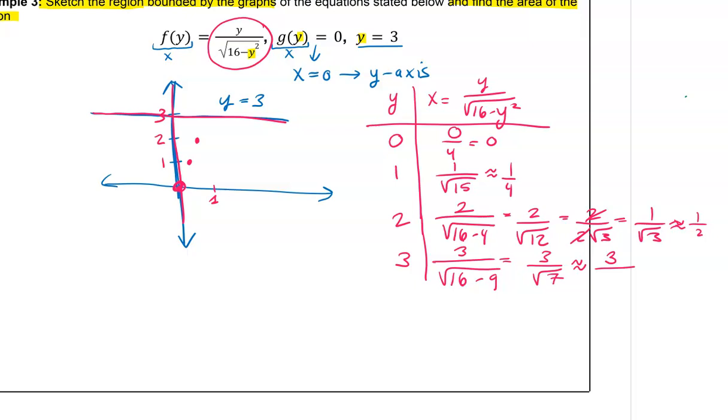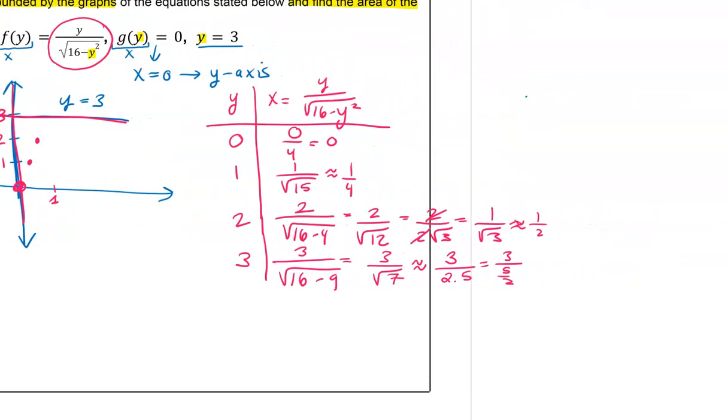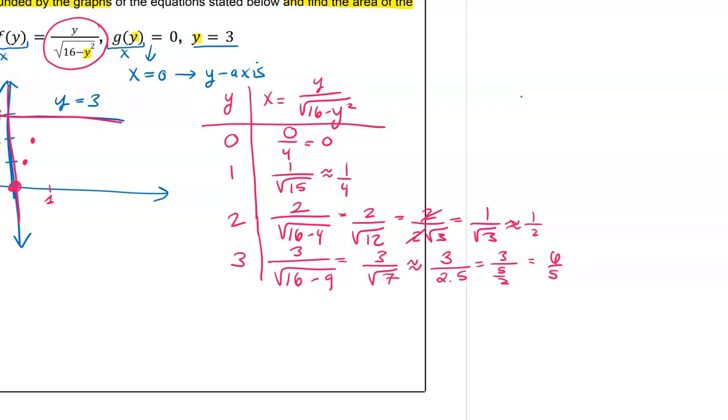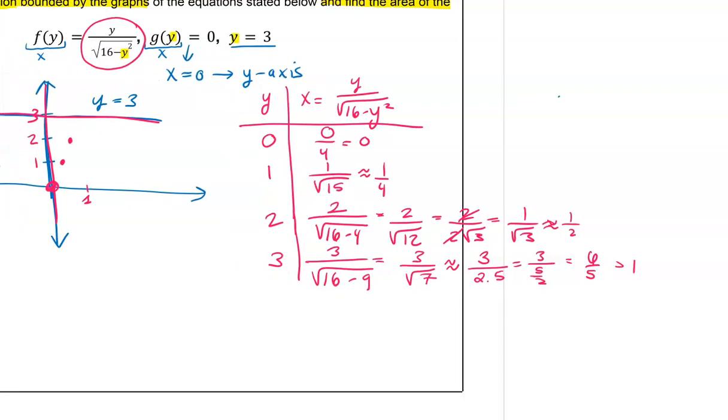It'd be a little bit more than 2, but not quite 3. So we'll say, okay, I'm totally cheating here, we'll say 3 over 2.5, which would be about 3 over 5/2, which would be about 6/5. So a little bit bigger than 1. A little bit bigger than 1. So I don't know, somewhere like over here. And it looks something like that.